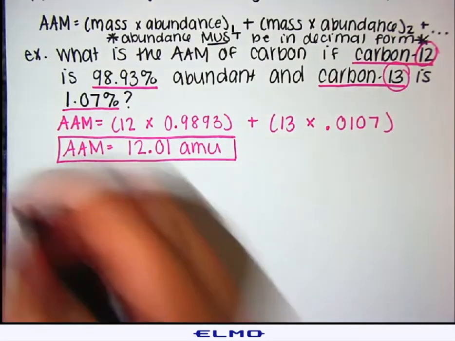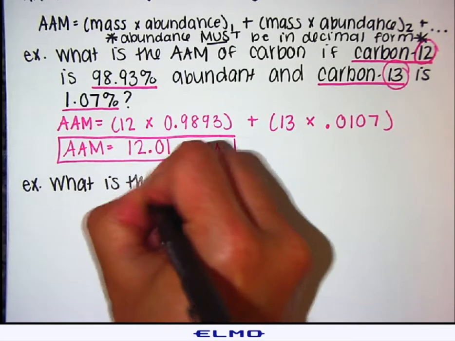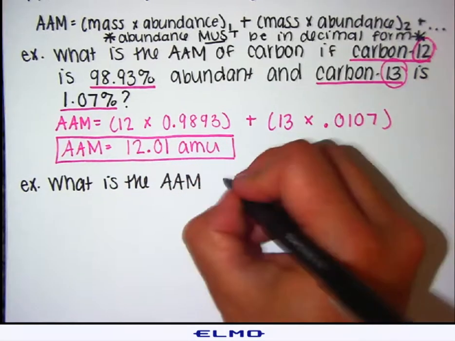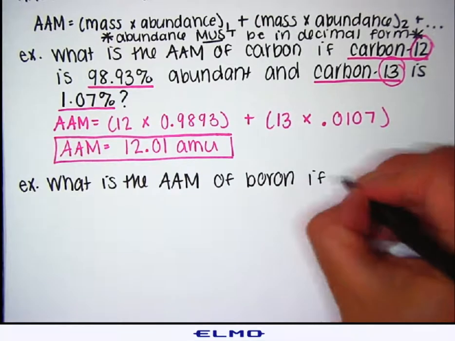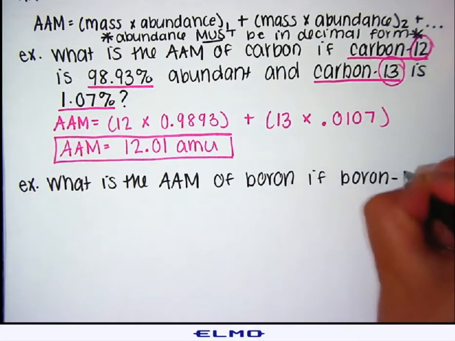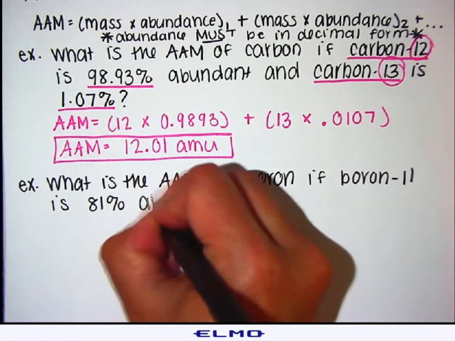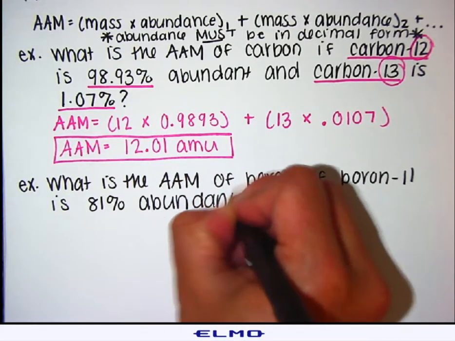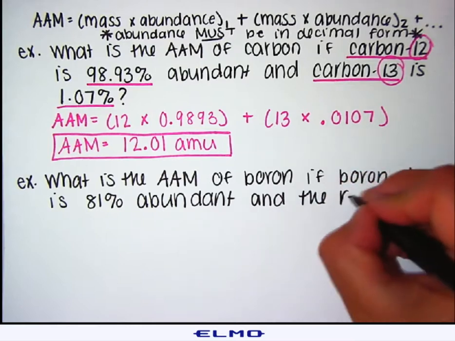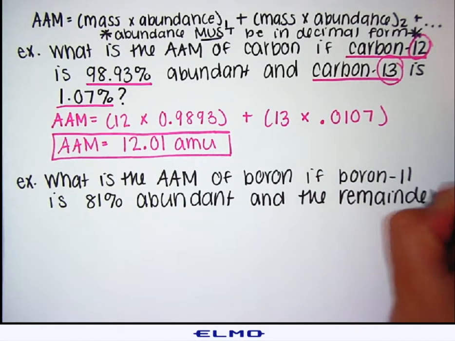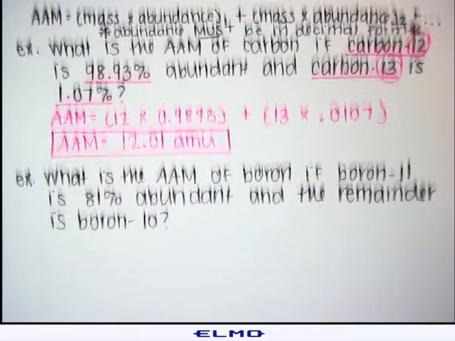Let's try another. What is the average atomic mass of boron if boron 11 is 81% abundant and the remainder is boron 10.